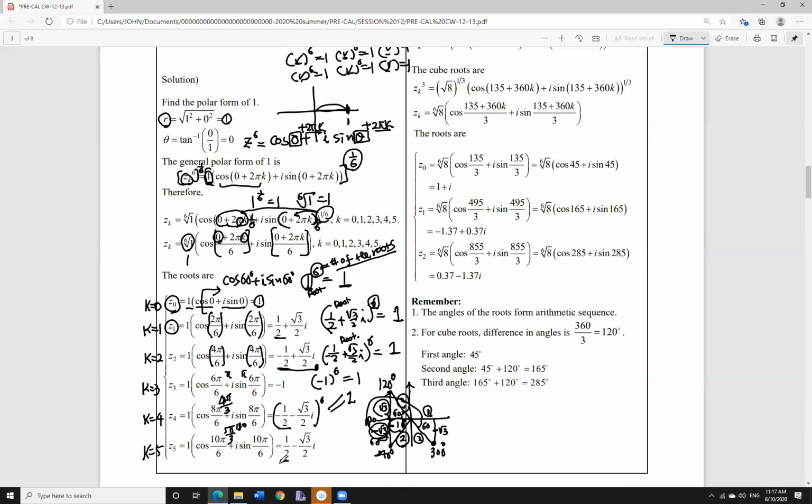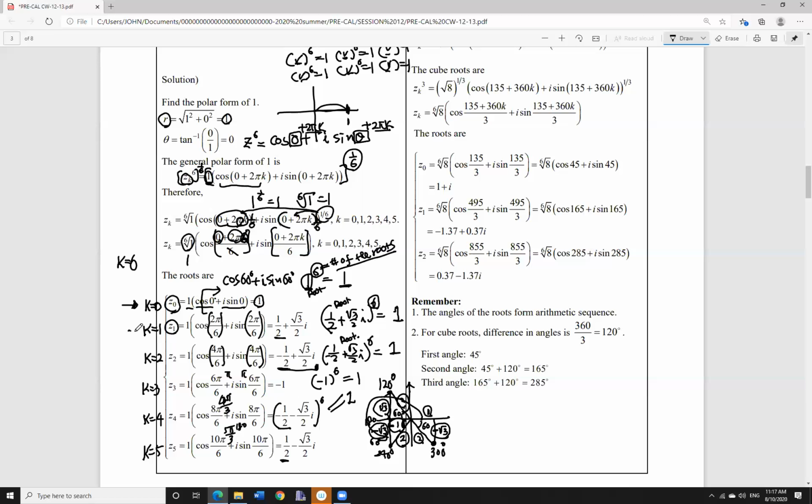What is the value of sine 300? Opposite, negative root 3 over 2, okay? Negative root 3 over 2 i. That's just the last one. If k is 6, what happens? K is 6. 6 is out, 2 pi, 0. Originally, we have the same numbers over here, okay? We have the same numbers. The idea is how to get this angle.